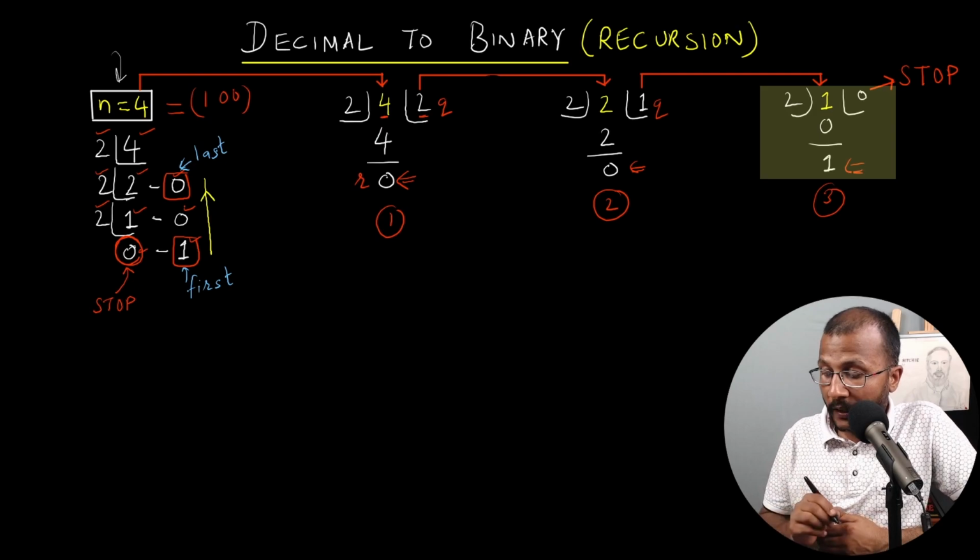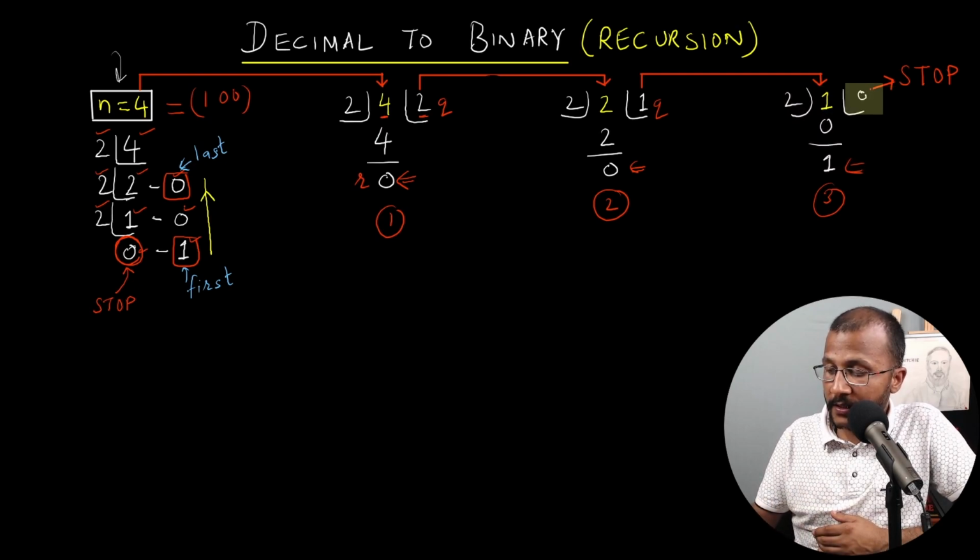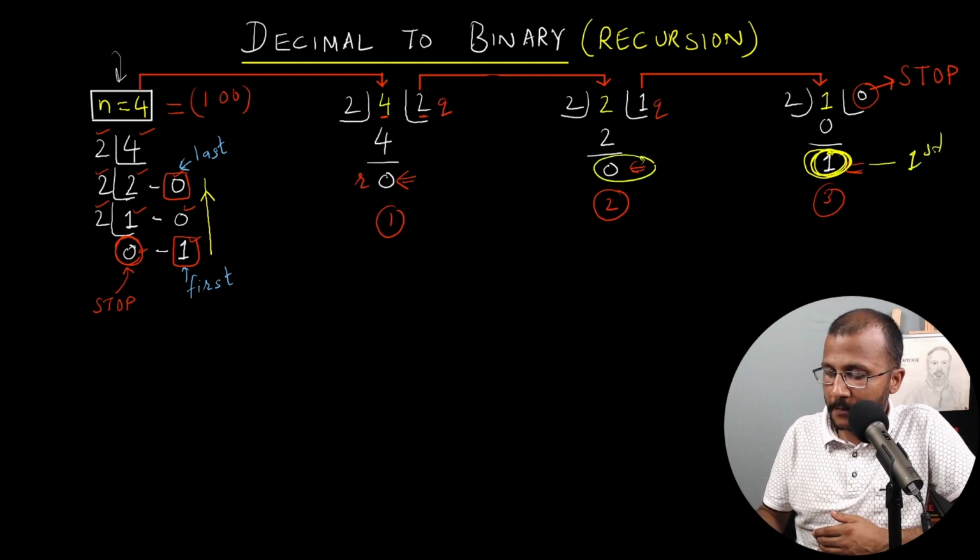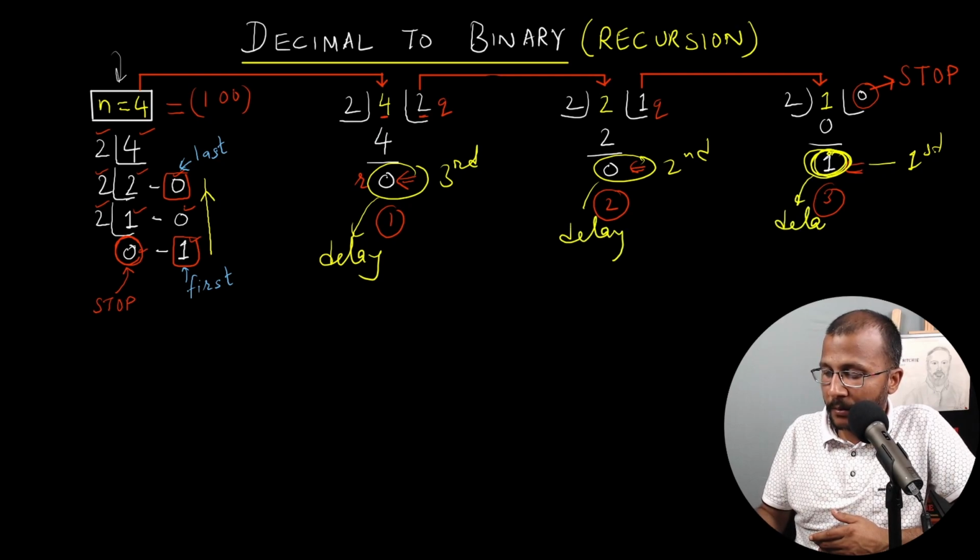Now my quotient is 0, so I'll have to stop my process here and catch hold of the remainders from bottom to top. First of all, I display this as my first remainder to be printed. This becomes my second remainder to be printed, and this becomes my third, the last remainder to be printed. So what I'm actually doing here is delaying the printing of the remainder.